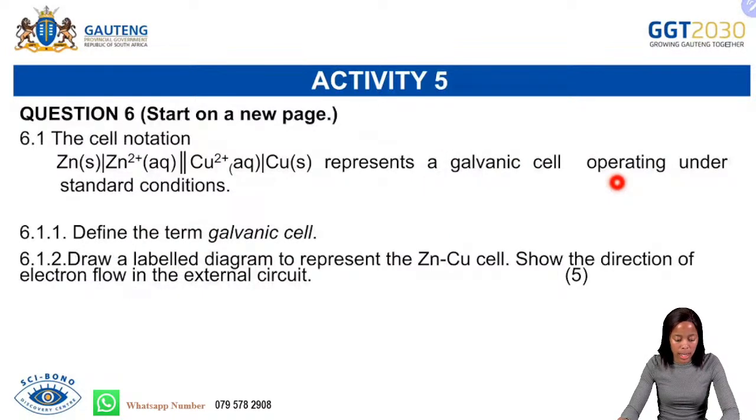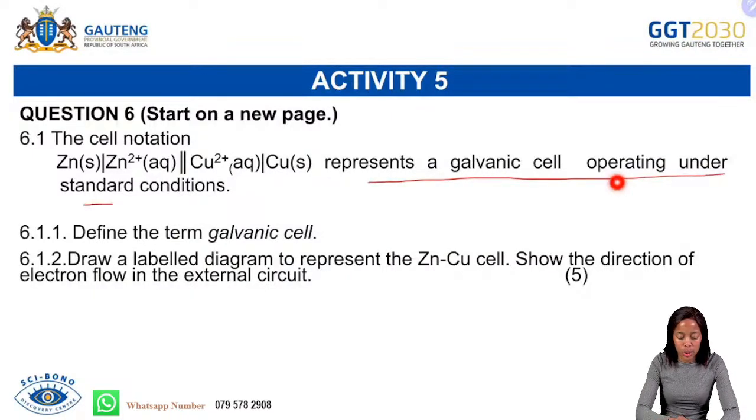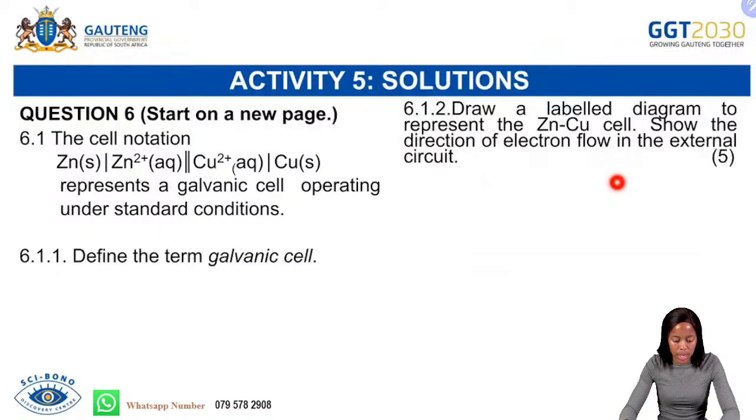Now it says here, 6.1, the cell notation. So we are given Zn solid. So the very same cell notation represents a galvanic cell that is operating under what? That is operating under standard conditions. 6.1.1, define the term galvanic cell there. Okay.